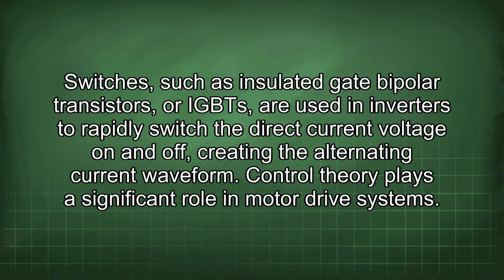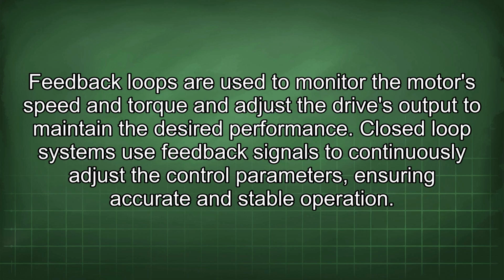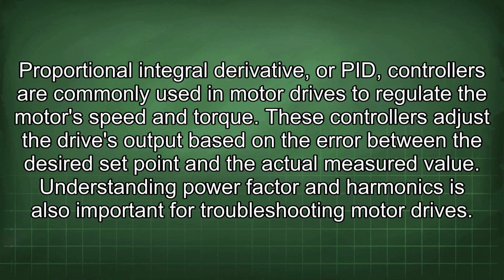Control theory plays a significant role in motor drive systems. Feedback loops are used to monitor the motor's speed and torque and adjust the drive's output to maintain the desired performance. Closed-loop systems use feedback signals to continuously adjust the control parameters, ensuring accurate and stable operation. Proportional integral derivative, or PID, controllers are commonly used in motor drives to regulate the motor's speed and torque. These controllers adjust the drive's output based on the error between the desired set point and the actual measured value.